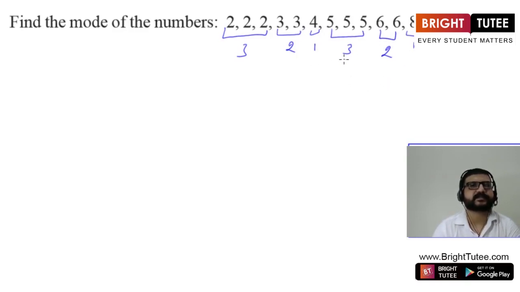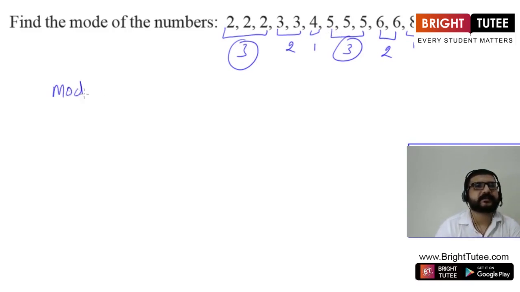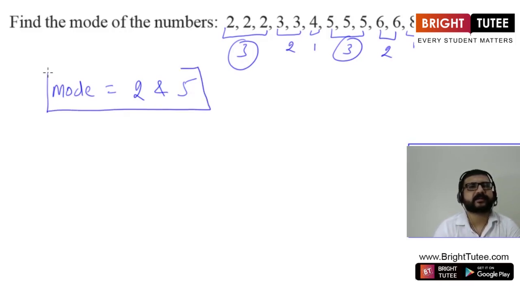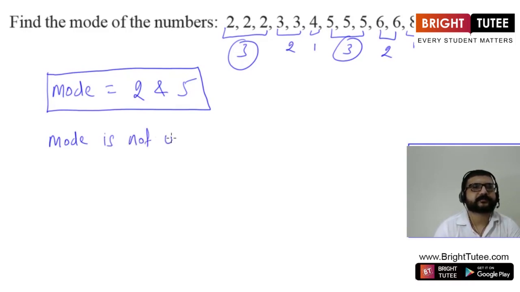So this data was very small. So just by looking at the data, it was clear to us that the data is having 2 and 5 as the observations which are occurring most number of times, or which are occurring most frequently. So mode of this data will be 2 and 5, as they both are occurring equal number of times, that is 3 times. So again we have seen one more example in which mode is not a unique value. So we can write that mode is not always unique. It can have more than one value.